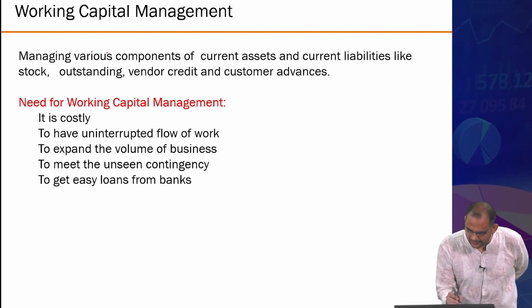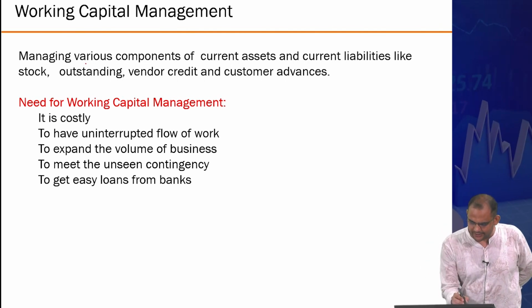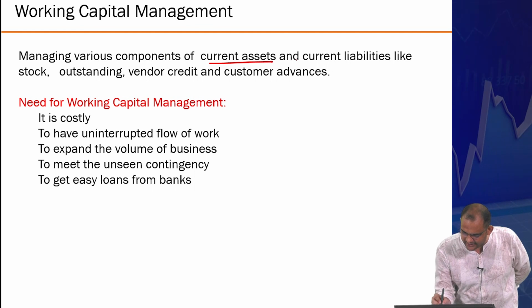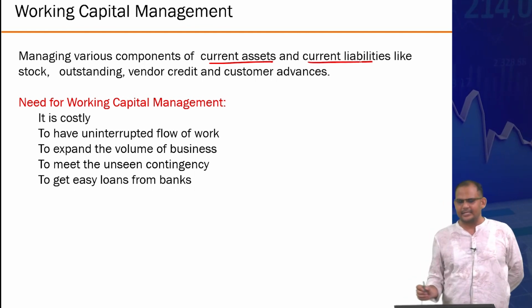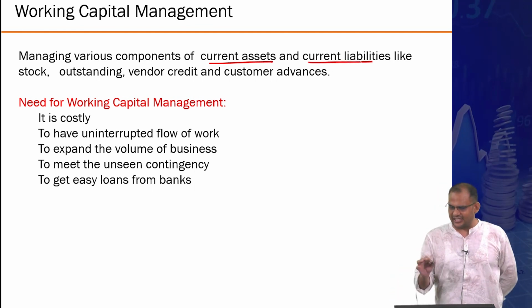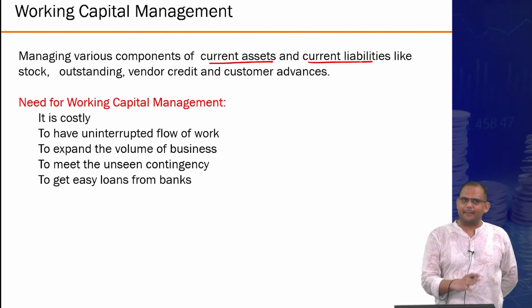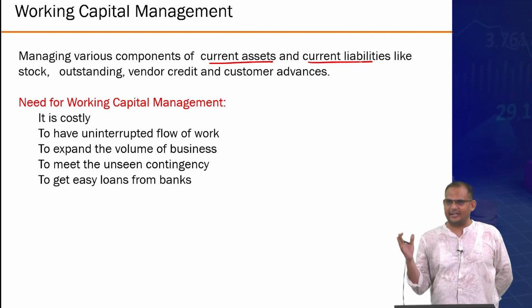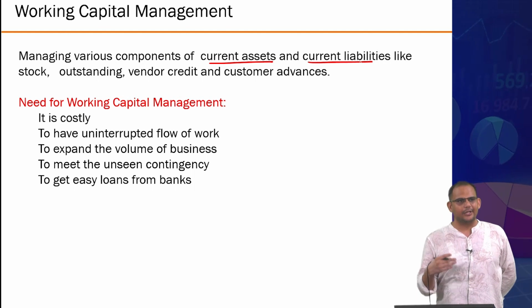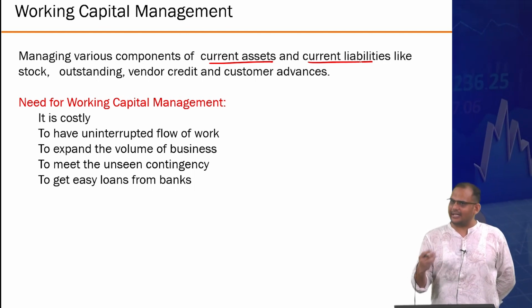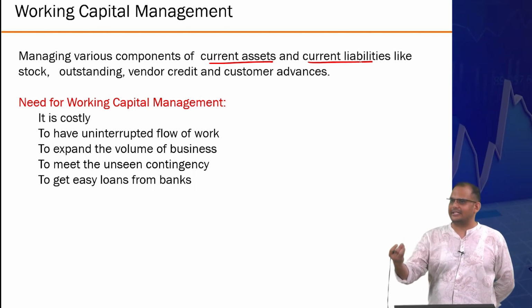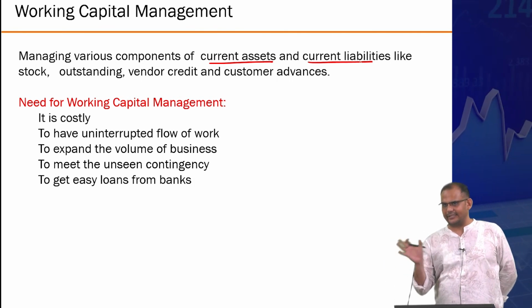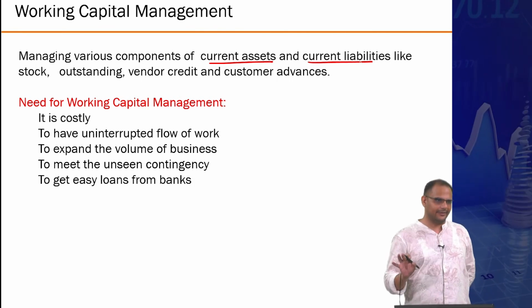So in general, how do you manage? Managing various components of current assets and current liabilities is the key. Essentially, the formula is clear. Working capital is current assets minus current liabilities. If you want to reduce it, you need to decrease the current assets or increase the current liabilities. Ultimately, it is around that, right?